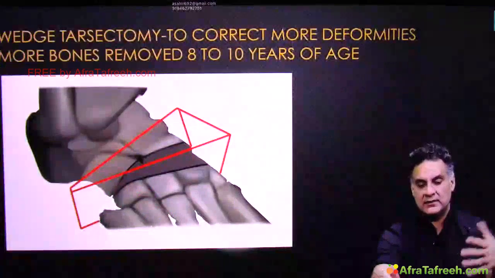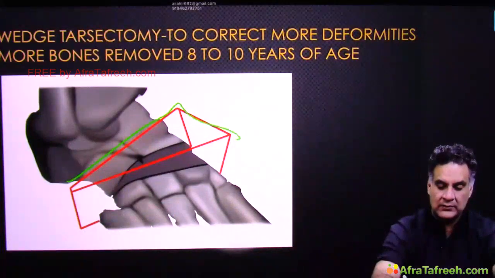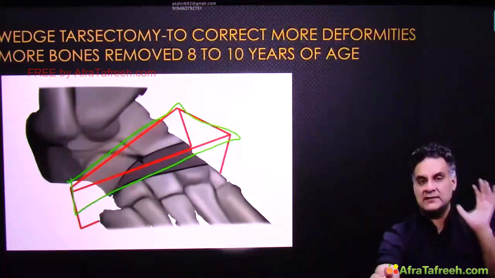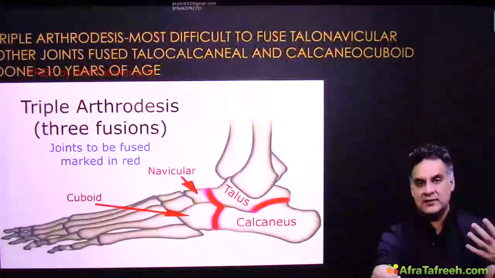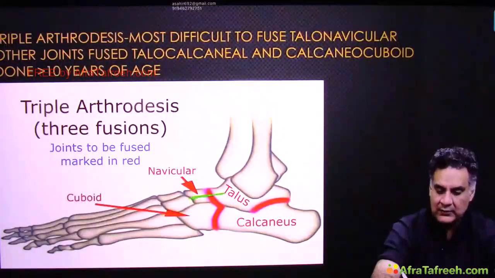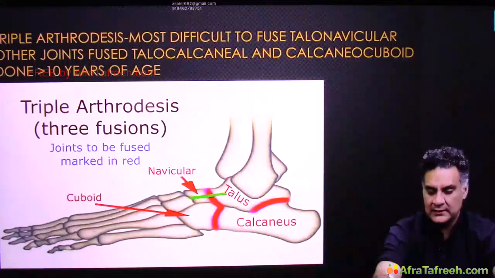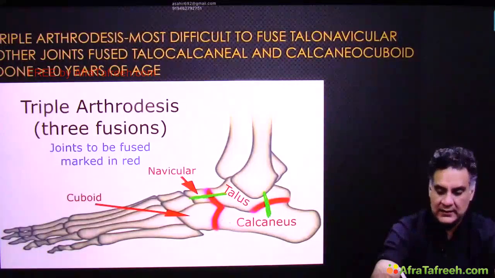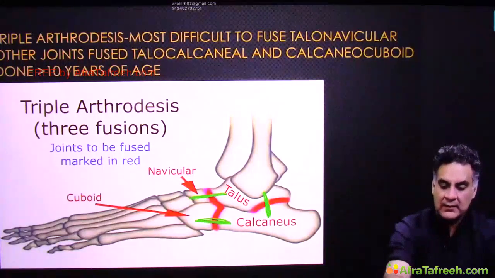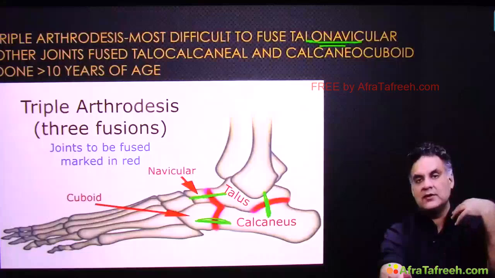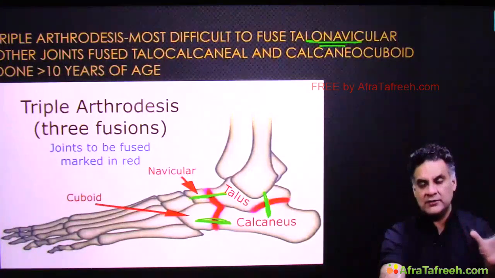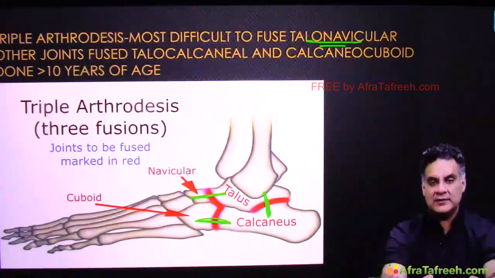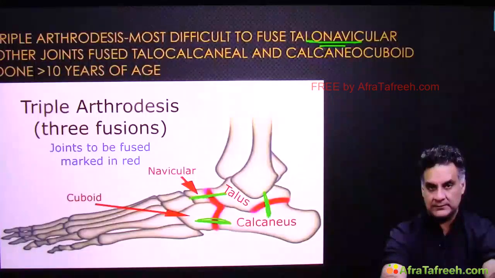After 8 years, you take out multiple tarsal bones called wedge tarsectomy. And beyond 10, you fuse the joints called talonavicular, that is TN, talocalcaneal, TC, and CC. And remember, it is the talonavicular which is the most difficult to fuse, which undergoes false fusion, that is pseudoarthrosis. So triple, meaning 3 joint fusion, is the standard treatment for 10 years or above.